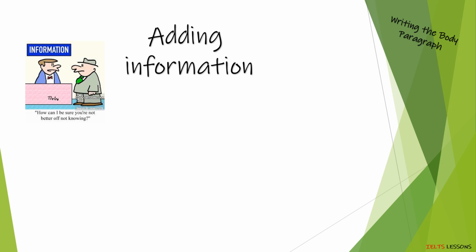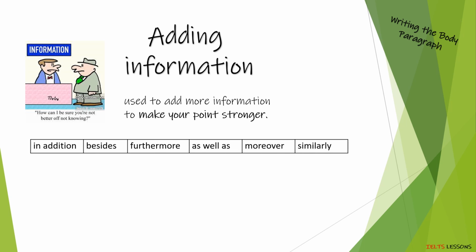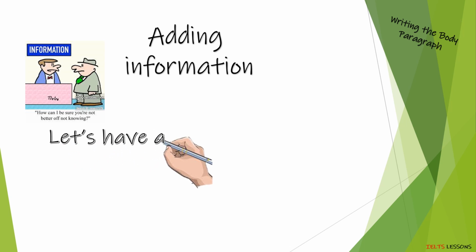Finally, when we want to add more information to make your point stronger, we can use transition words and phrases to add information. So adding information here is used to add more information to make your point stronger. And here below are the transition words and phrases which we can use to add details. And our example paragraph here is this one.